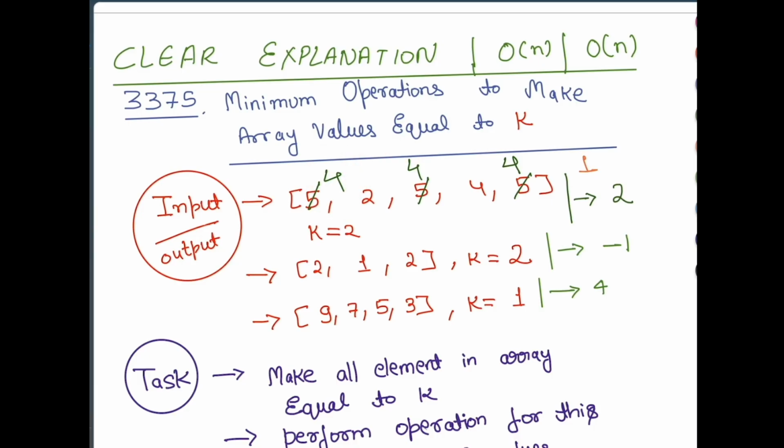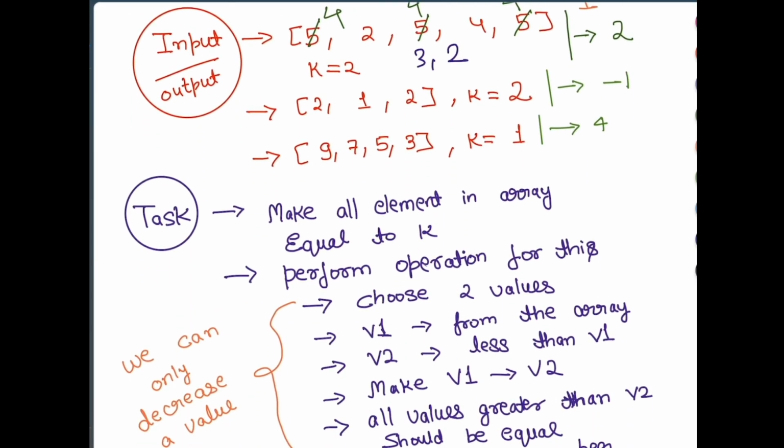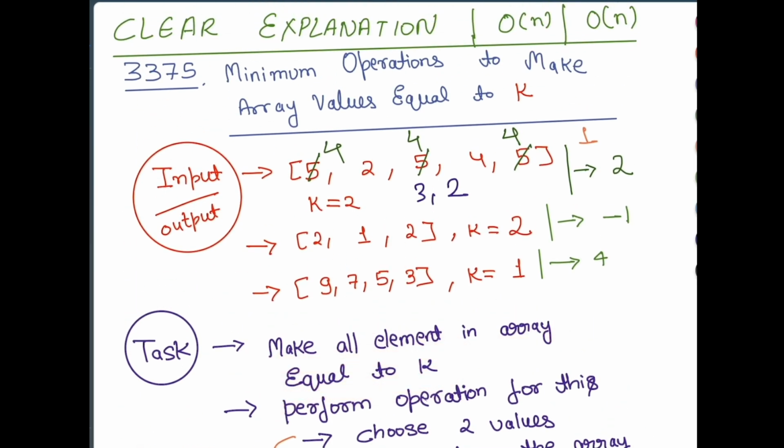And now the question is, what is the value of v2 you want to choose? It can be 3 and 2. It cannot be 1 because the other value in your array, 2, is also greater than 1 and it is not equal to the chosen value v1. Now, do you want to choose 3 or do you want to choose 2? What is our task? That's more important to understand. We have to make all the elements in our array equal to k, right? That is, we need to make sure that all the elements in our array are converging towards k.